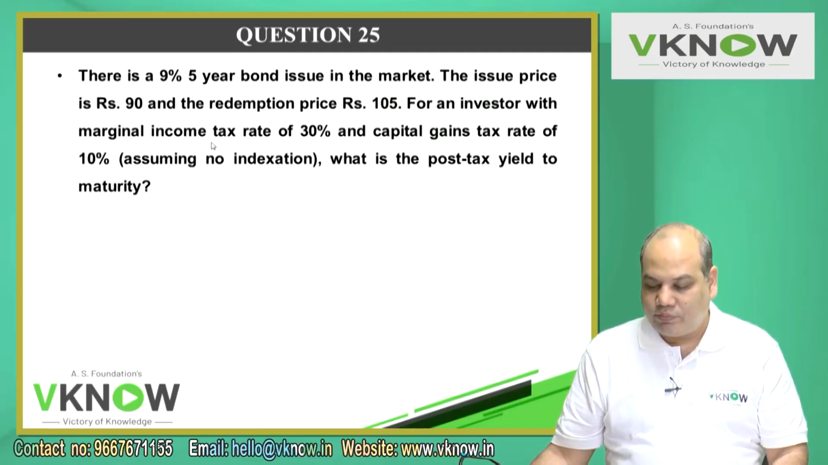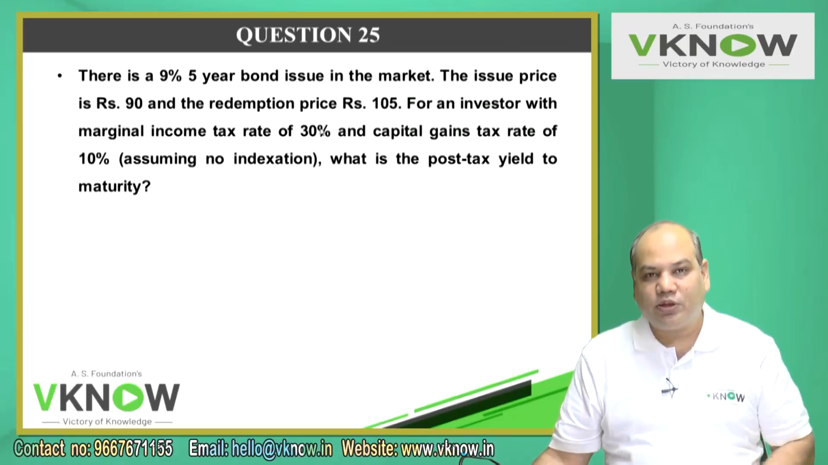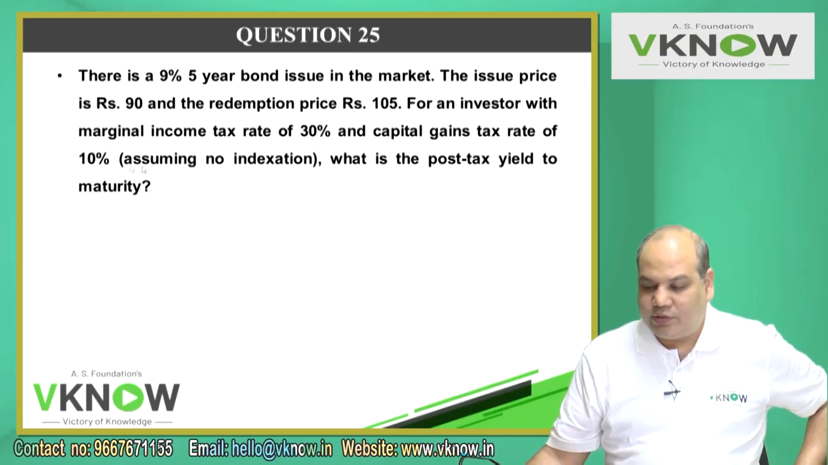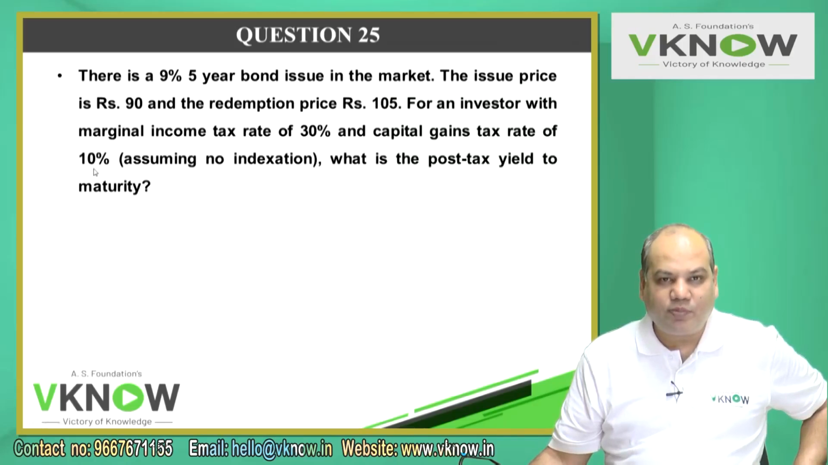For an investor with marginal income tax rate of 30%, that means tax on his income. What is the income in this problem? Interest income. So on interest he will have to pay 30%, and capital gain tax rate is 10%. Capital gain tax means when he redeems this bond at 105, which he had purchased for 90 rupees, there is a gain of 15 rupees. On 15 rupees gain, he will pay 10% tax, 1 rupee 50 paise. 10% of 15, 1.50. Good news is that there is no indexation calculation required.